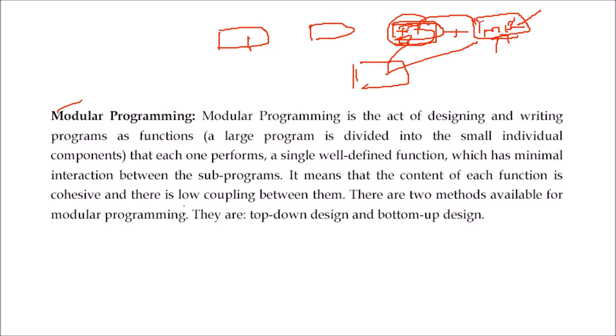They are not coupled, so there has to be low coupling and there has to be high cohesiveness. The work which is given to fund transfer, the fund transfer should do it. Mutual fund should not do the fund transfer. Okay, so low coupling and high cohesiveness is the key idea. There are two approaches, top down and bottom up.